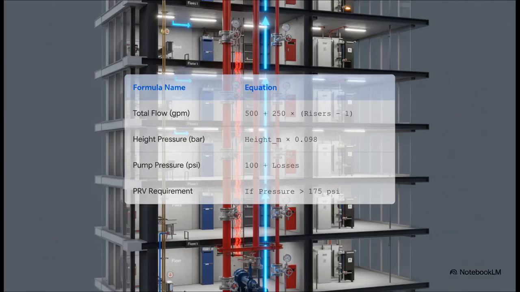Think of this table as your design cheat sheet. It really summarizes the core formulas we've been talking about: how to calculate total flow, how to figure out pressure from height, how to find your required pump pressure, and of course that simple 175 PSI rule for when you need PRVs. Mastering these is really the key to any good standpipe design.